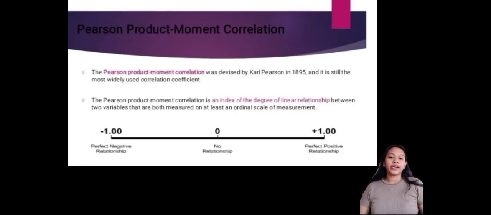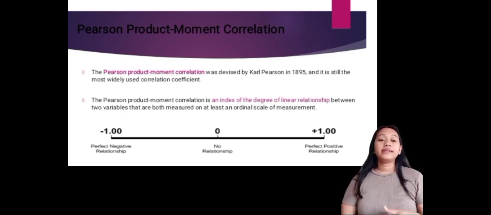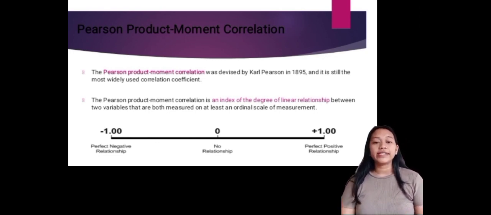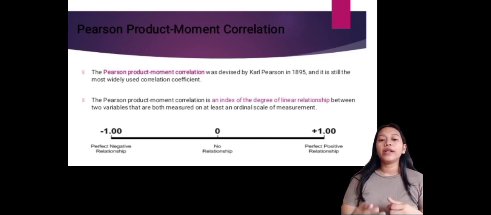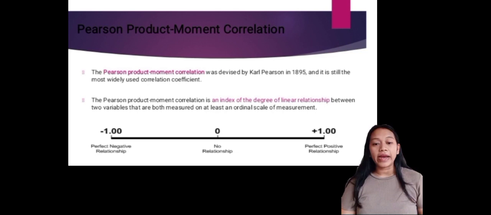Pearson product moment correlation. It was devised by Karl Pearson in 1895 and it is still the most widely used correlation coefficient. So, Pearson product moment correlation is an index of the degree of linear relationship between two variables that are both measured on at least an ordinal scale of measurement. You may see in the picture below the scale. From 0 to the left is a perfect negative relationship, while on the other hand, 0 to the right is a perfect positive relationship.